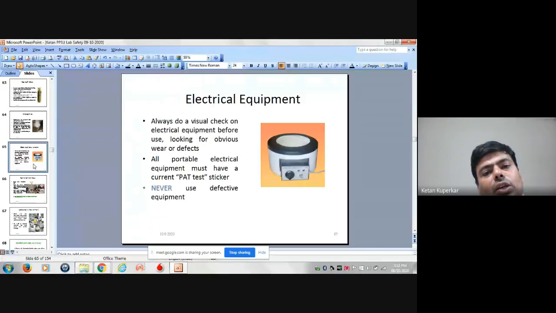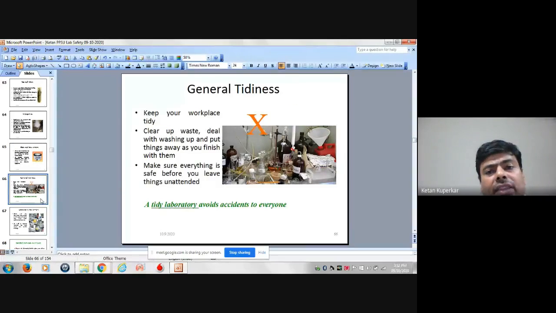Now, electrical equipment. All sorts of portable electrical equipment in your laboratory must have the PAT test done, and never use any defective equipment, which may invite any kind of accident into the laboratory.